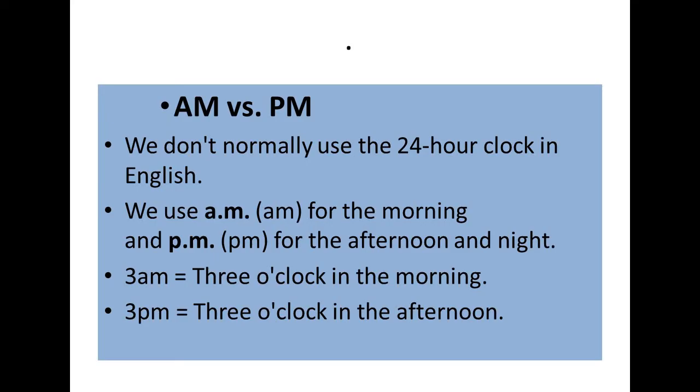AM and PM. What's the difference between them? We don't normally use the 24-hour clock in English. We use AM for the morning and PM for the afternoon and night. For example, 3 AM, 3 o'clock in the morning. 3 PM, 3 o'clock in the afternoon.